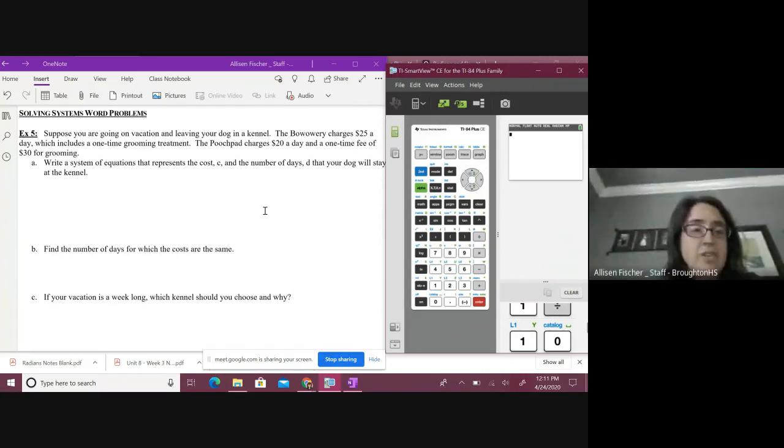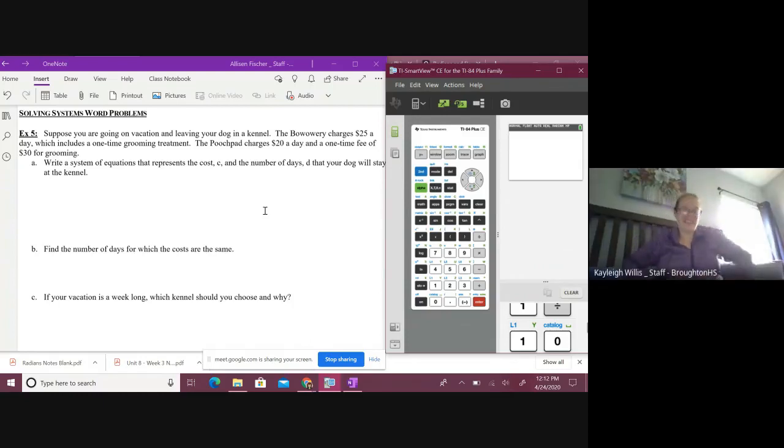So with our first example, it says, suppose you're going on a vacation and leaving your dog in a kennel. Bow Wowery charges $25 a day, which includes a one-time grooming treatment. The Pooch Pad charges $20 a day and a one-time fee of $30 for grooming. So we're going to first write a name. I like that system.